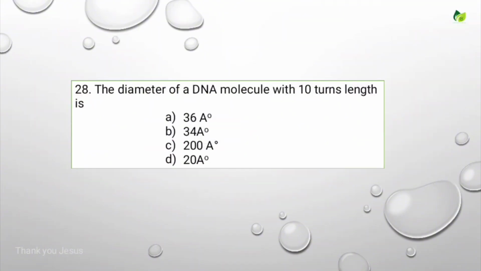See the next question. The diameter of a DNA molecule with 10 turns length. The options are 36 angstroms, 34 angstroms, 200 angstroms, 20 angstroms. For this, the correct answer is 20 angstroms diameter. Let's see the next question.